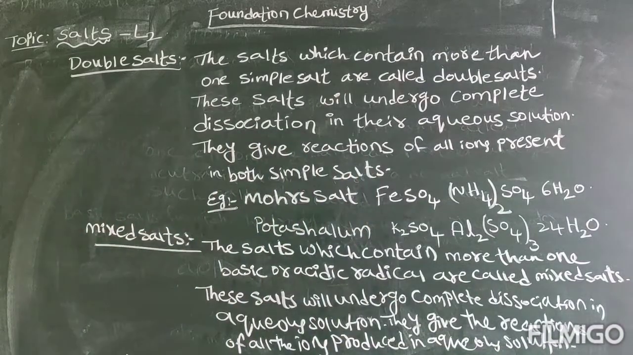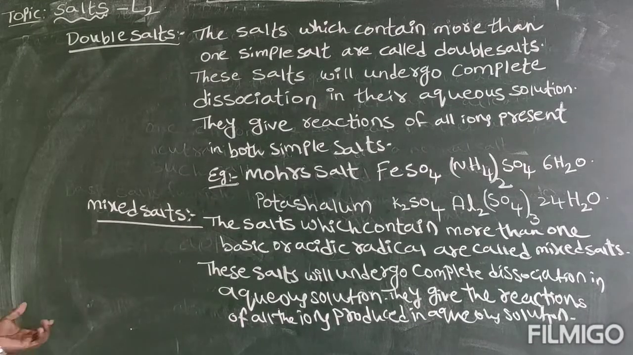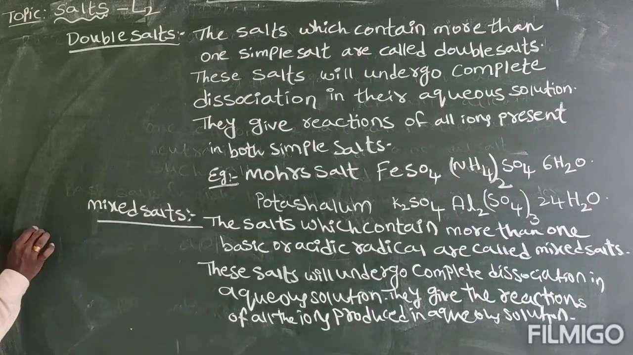Okay. So mixed salts, the salts which contain more than one basic or acidic radical are called mixed salts, and these salts will undergo dissociation in aqueous solutions. They give reactions of all the ions produced in the solution. Okay, whatever ions are there, they are produced in the solution. And the examples I am writing here, you can see here.